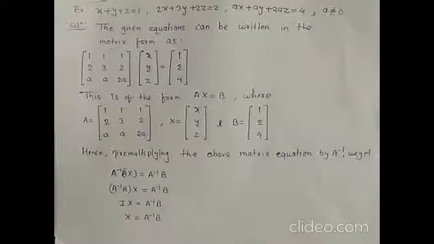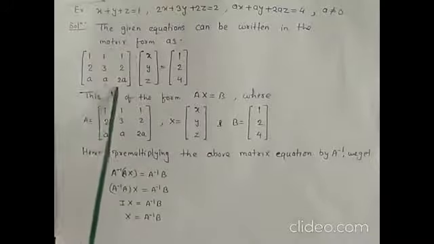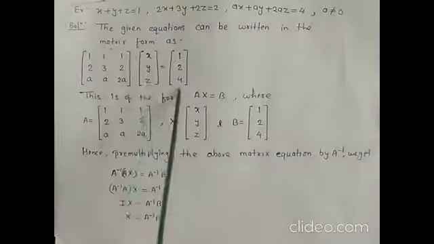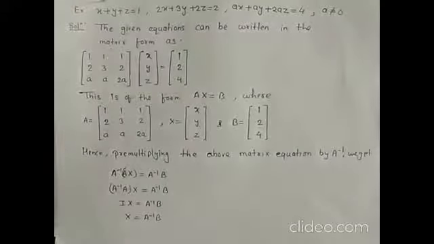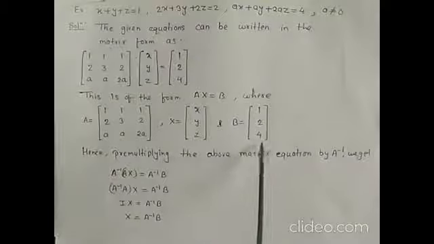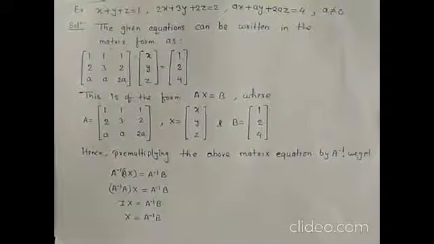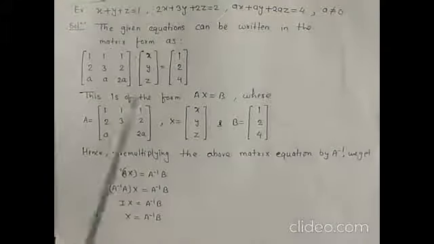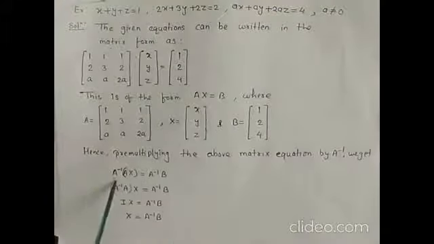Now you can see children, this is of the form AX equal to B. This matrix is A, this one is X, this one is B. AX equals B. This A is called the coefficient matrix, this one is the variable matrix, and this one is the constant matrix. Okay children, as I discussed last time, pre-multiplying this equation AX by A inverse, we get IX equal to A inverse into B, therefore X equal to A inverse into B. You know it. I had explained it in the last lecture.